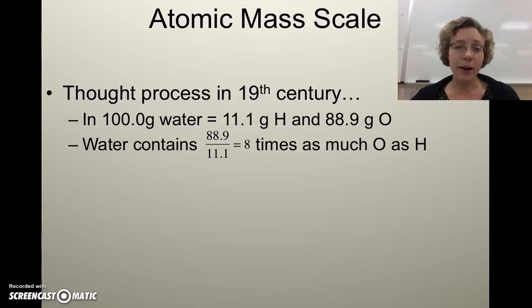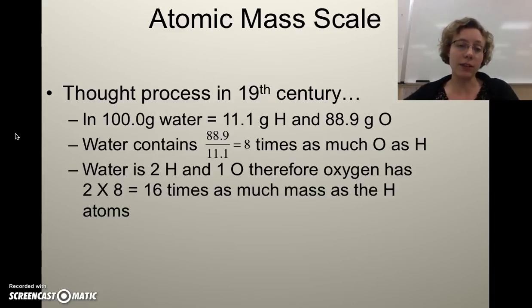Then they compared the masses of oxygen and hydrogen. So they said that 88.9 for your oxygen for every 11.1 of hydrogen. So you've got about 8 times as much oxygen as you do hydrogen. So they took oxygen over hydrogen. You've got 8 times as many oxygens as you do 1 hydrogen.